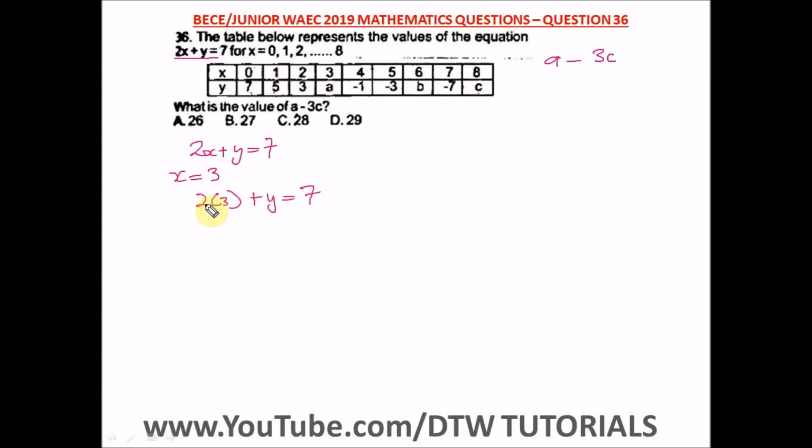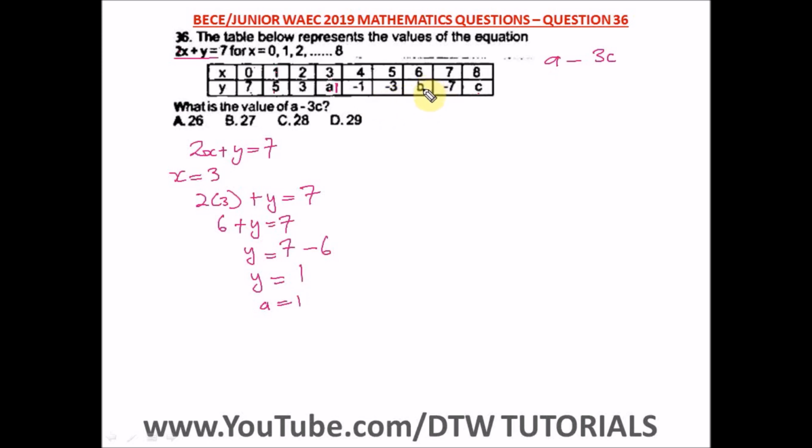So 2 times 3 is 6, plus y equal to 7. Here we have y is equal to, taking 6 to this side, 7 minus 6. So y is equal to 1, which is a. A is equal to 1. So this unknown value here, which is represented as a, is 1.